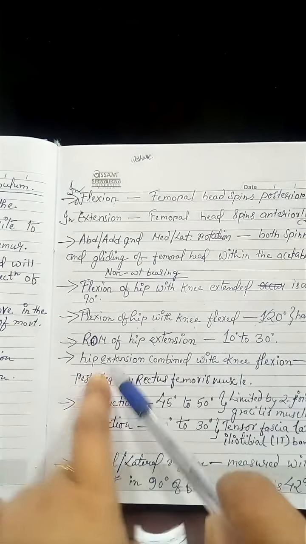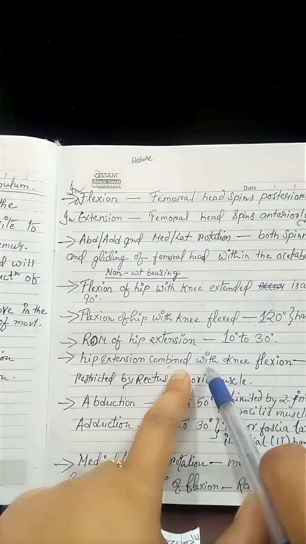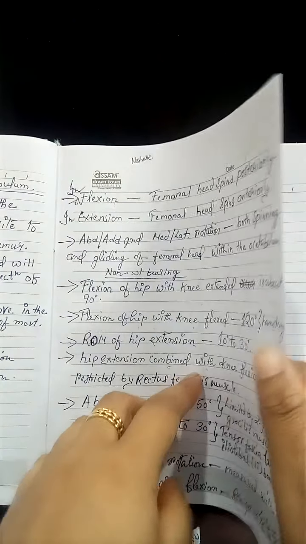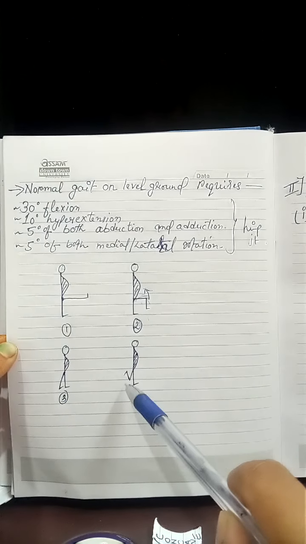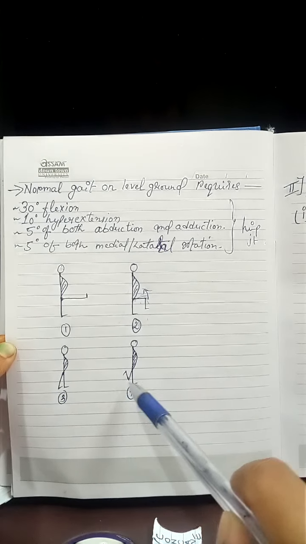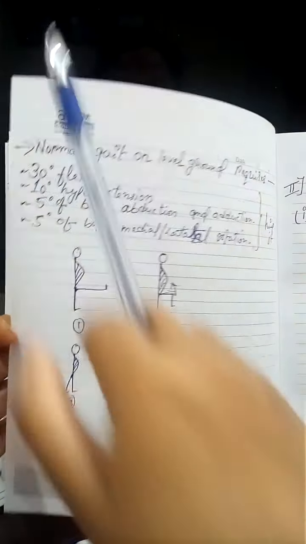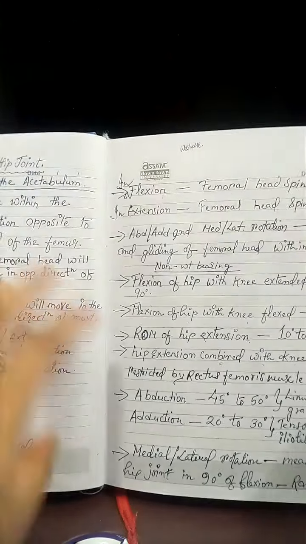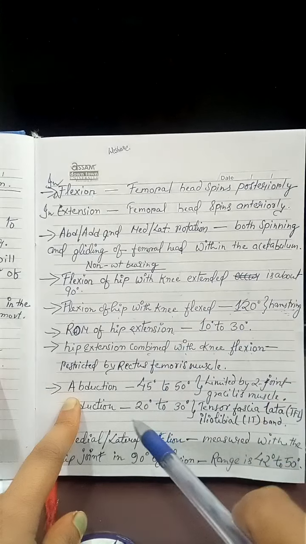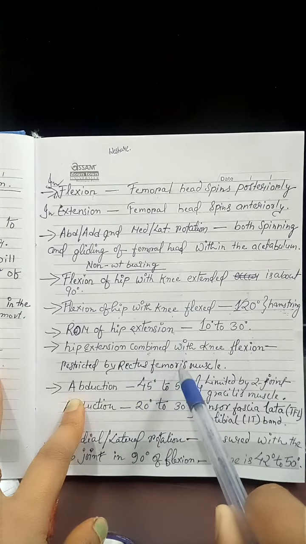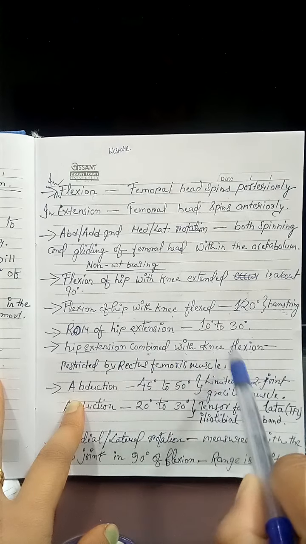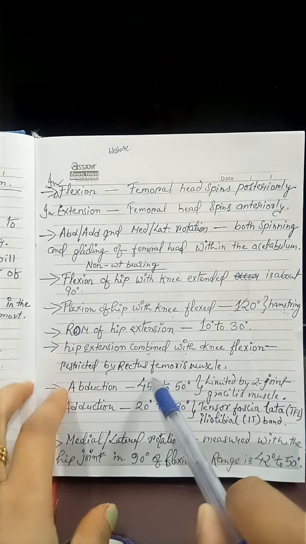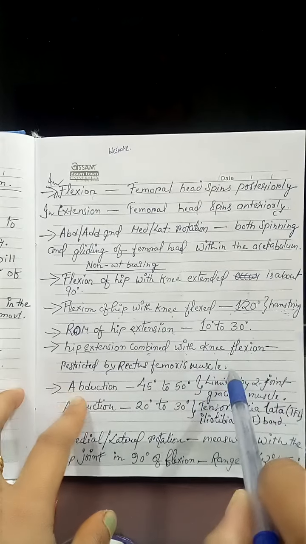Okay, now next is hip extension combined with knee flexion. When we flex the knee and extend our hip backward, this is restricted by which muscle? The rectus femoris muscle. This combined motion is restricted or limited by the rectus femoris muscle.